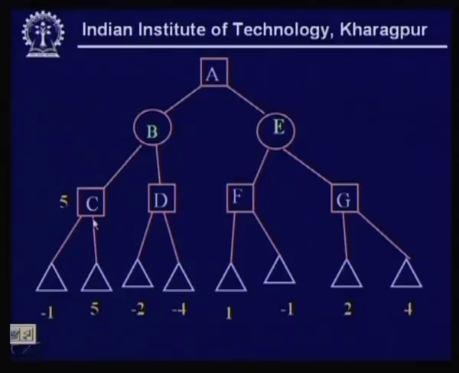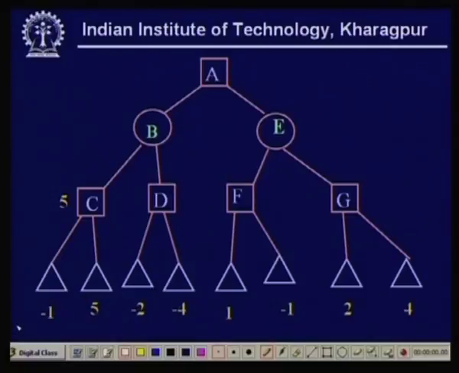Now, since this is our turn to move and at C we have two choices, -1 or 5, we seek to maximize our utility. So, we will choose the move to this node whose utility is 5. So, the backed up utility value at C is 5. Similarly, at D we have two choices to move to -2 and -4, of which -2 is better for us. So, the backed up utility of D will be taken to be -2. At F we have two choices and one is a better choice than -1. So, the backed up utility at F will be +1 and we will move in this direction. At G we have a choice of 2 and 4, 4 is better for us. So, G will have a backed up utility of +4.